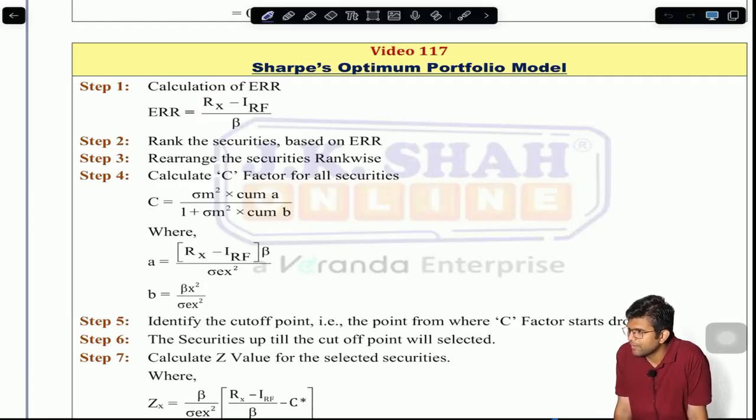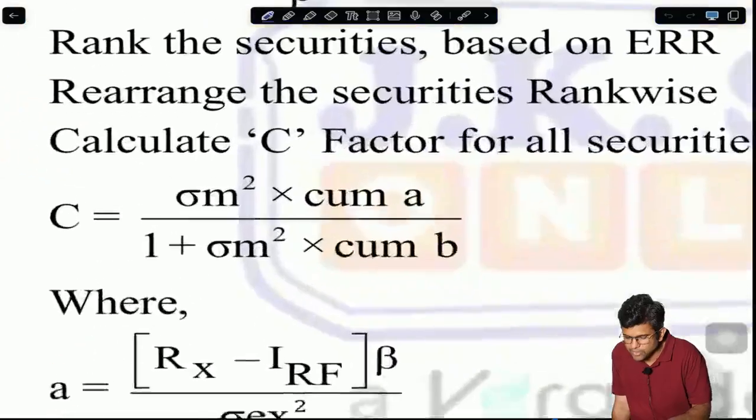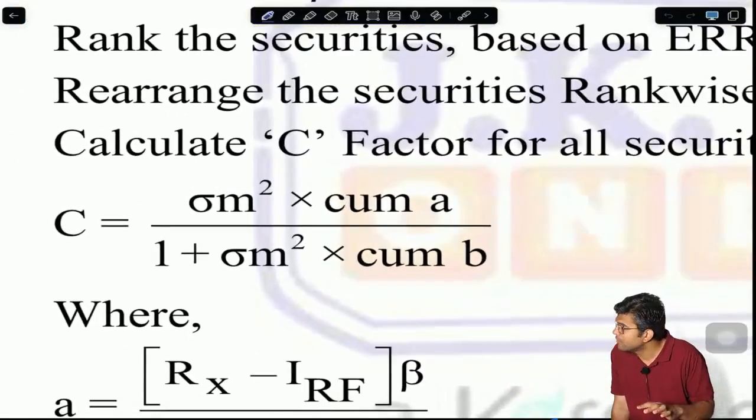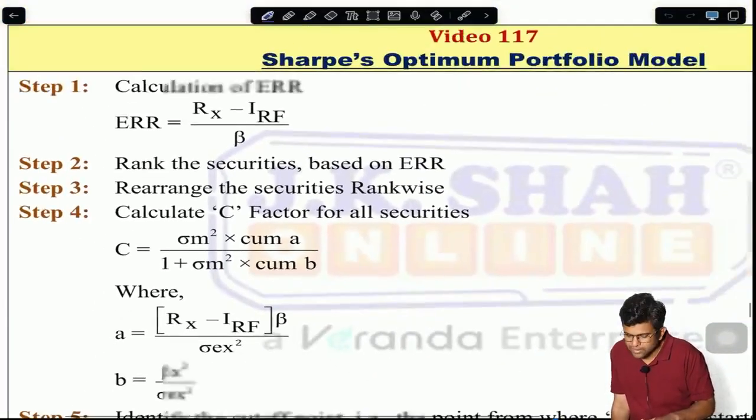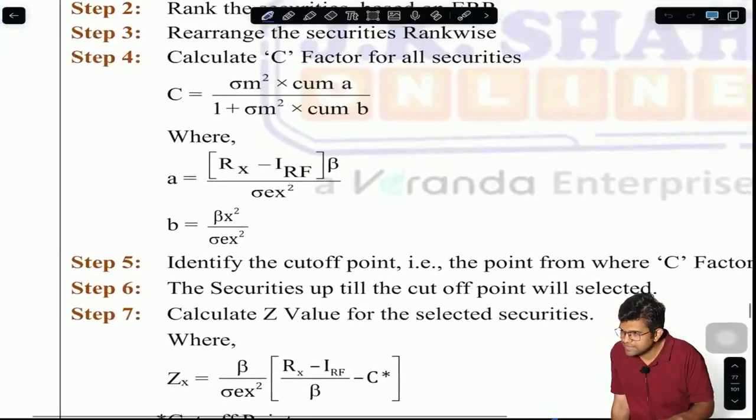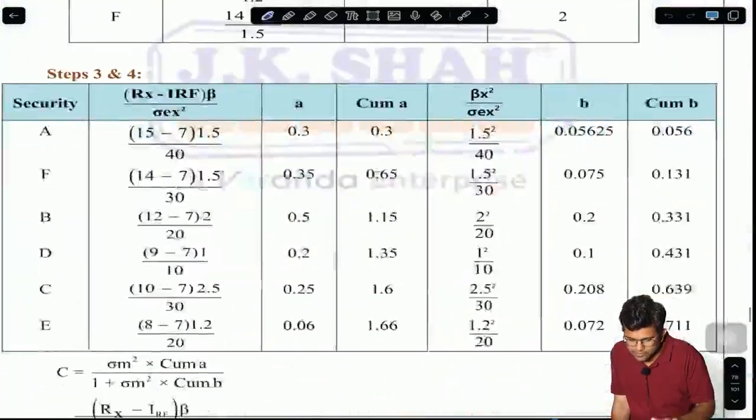Also, I would like to tell you about this A and B concept I introduced. In William Sharpe, there is one C factor formula which is a huge formula. So to make it easy for students, I put A and B there first so that you don't get afraid. Now what is A? Rx minus IRF into beta. Now see how I'm doing it.